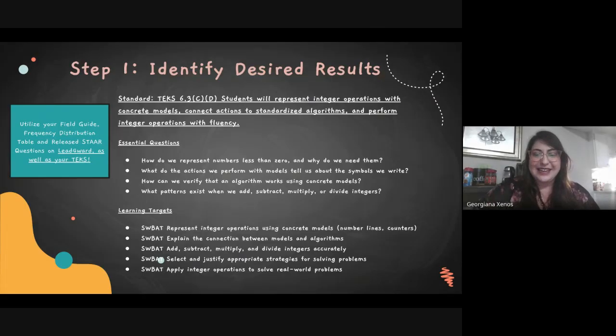And so we can see that all the learning targets pretty much directly relate back to the standard as well as the essential questions. So we're identifying really what we're getting to. Again, that journey, not the journey, the destination, right? Where we're trying to go at the end of the day, the big picture, people.